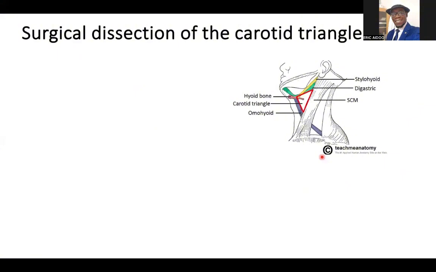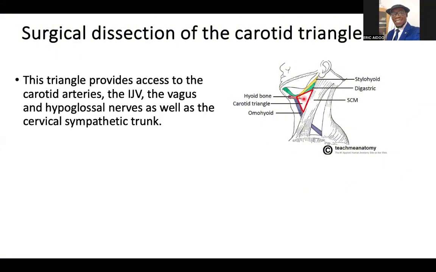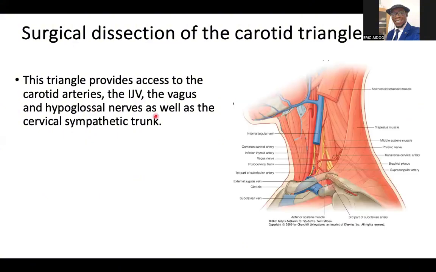Then you can also dissect the carotid triangle, which is within the anterior triangle. So this triangle provides access to the carotid arteries, the internal jugular vein, the vagus and hypoglossal nerves, as well as the cervical sympathetic trunk. So this is what we are talking about. You can see the vagus nerve is there in yellow. You also have the internal jugular vein.